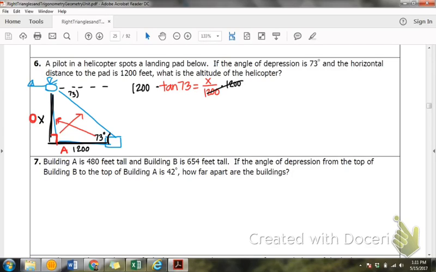I got 3,925.0 or 0.02. Okay. Did anybody else get 3,925? 1, 2, 3, 4. Okay. And we do need to put 0.0 because that is rounding to the nearest tenth. It's not going to change. So we are going to put the 0.0. So it says the altitude of the helicopter is 3,925.0 feet.